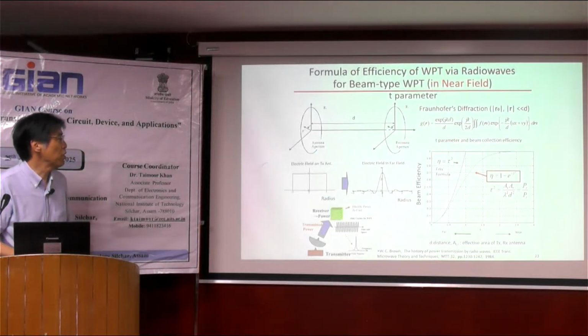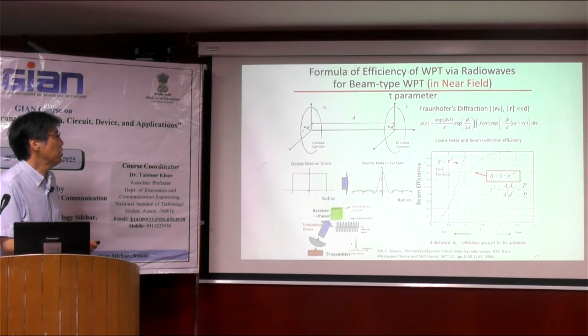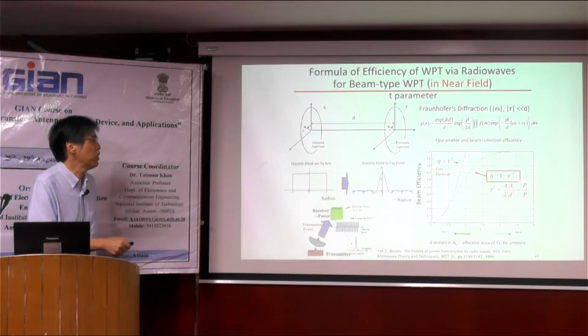As I mentioned, we cannot apply the Friis transmission formula in this case. So instead of the Friis transmission formula, here is the original Friis transmission formula, and we put this parameter into the tau square.